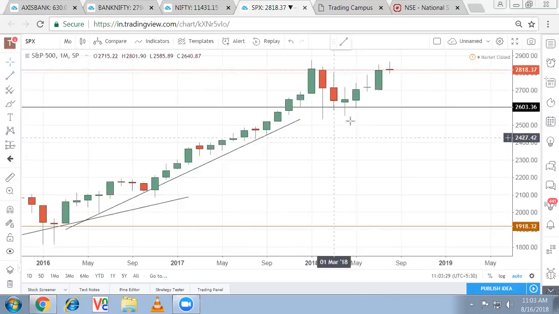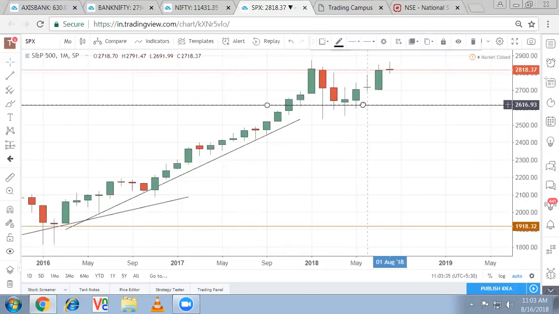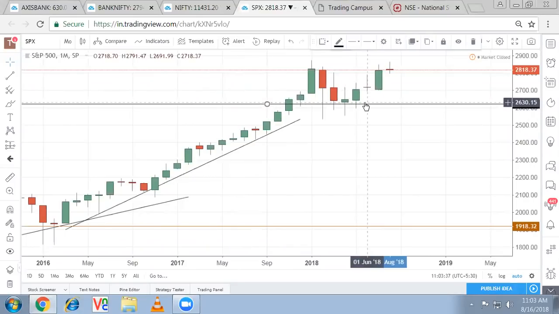So, kind of a double top formation taking place on the monthly chart. Number one. Number two, when I see the monthly chart, the most crucial point is around the neckline which can form going forward. So this 2630 kind of range, if it comes down and sustains below this, then the entire upside rally gets violated and you can see a downside coming into play, right?